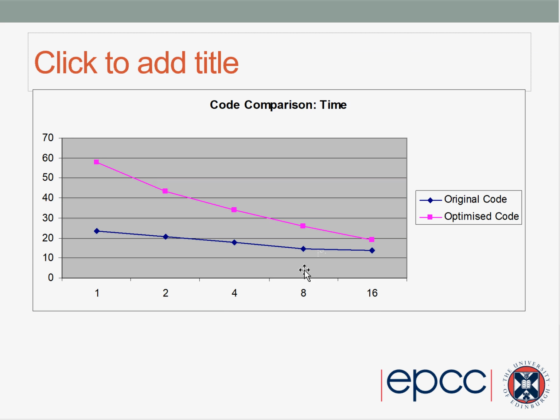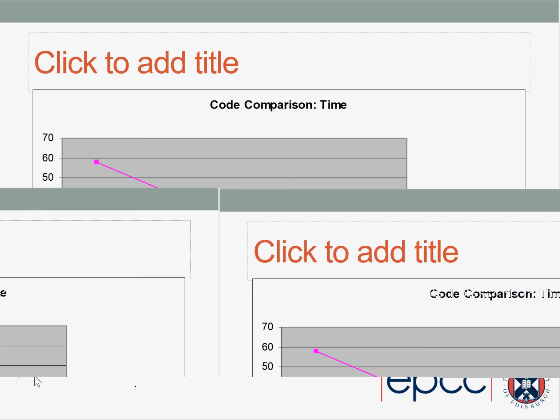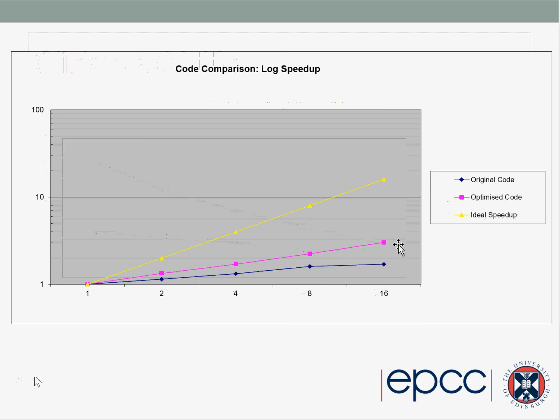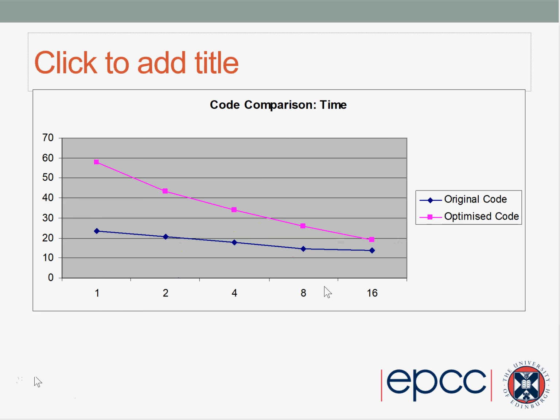So I can see that the work I've done hasn't really improved the performance of my application. It's just made it get better as you parallelize more. But even at the high level of parallelization at 16 processors here, I'm still not beating my original code. So even though my speed up graph shows that the optimized code speeds up better than the original code, the actual time to solution graph shows that my original code is still preferable.